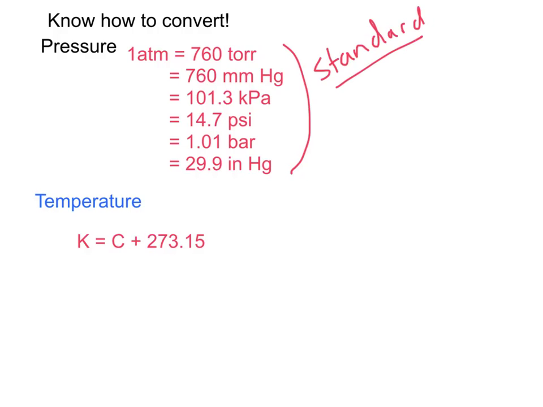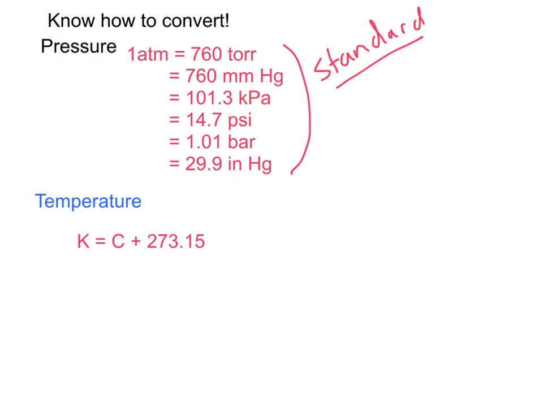You need to be able to convert Kelvin to Celsius and Celsius to Kelvin. Should be very simple and fast for you to do on your calculator. To get to Kelvin, just add 273.15. From Kelvin to get to Celsius, all you do is subtract 273.15.